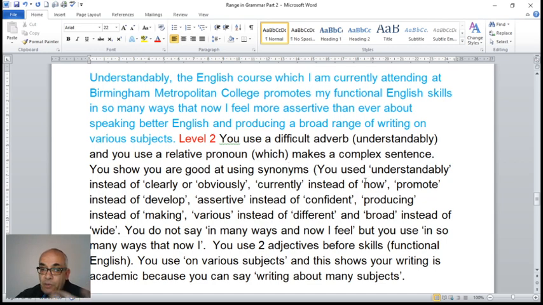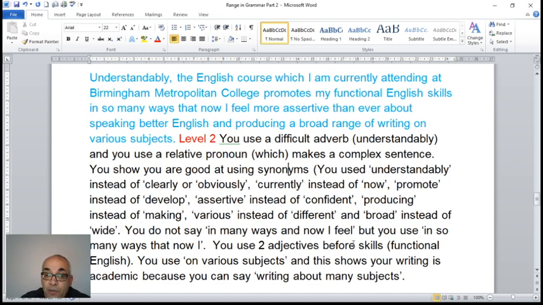And the same, I'm going to read promote instead of develop, assertive instead of confident, producing instead of making, various instead of different, and broad instead of wide. So you are using different difficult words, sometimes formal words, sometimes words which have more than one syllable to show your range. You don't say in many ways, and now I feel, but you use in so many ways that now I. So again, the structure is difficult, and this is a level 2 structure.